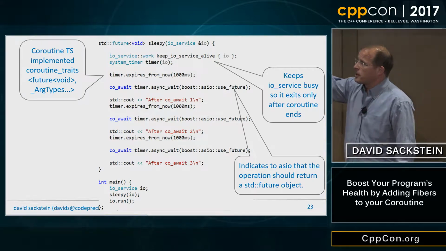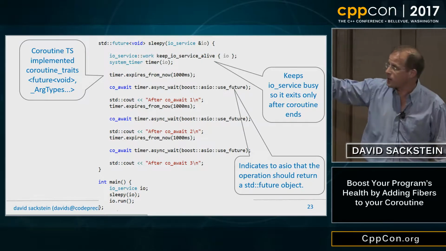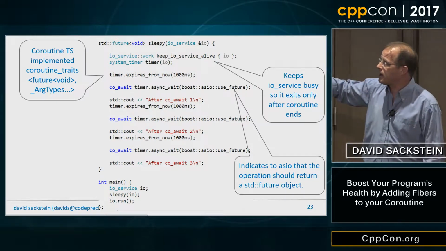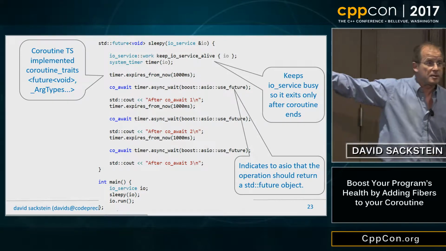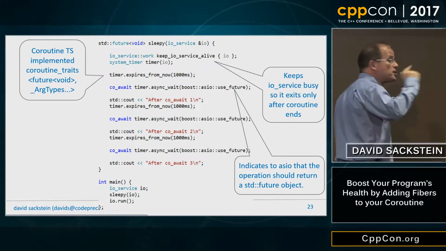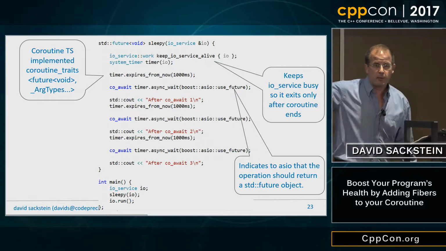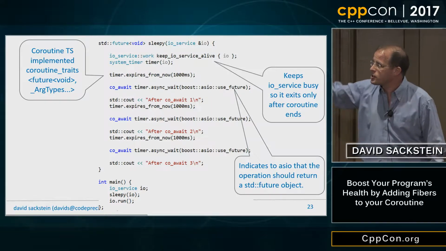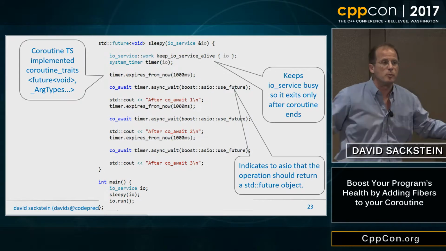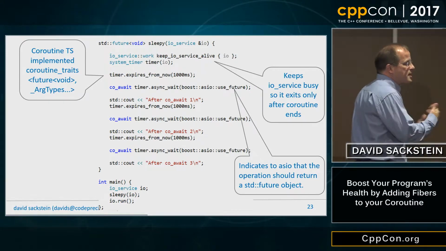The main function creates an object of type I/O service, and then it performs sleepy and then I/O run. This function sleepy returns immediately. It may not be obvious at the moment, but it returns immediately. And immediately, the main function goes into I/O run and starts servicing the loop. What's happening inside that event queue?